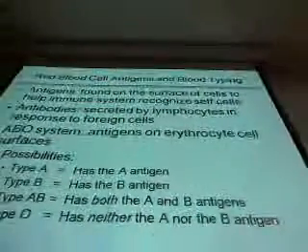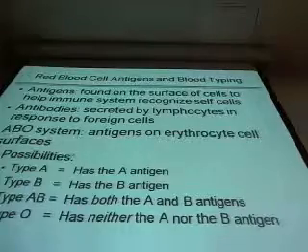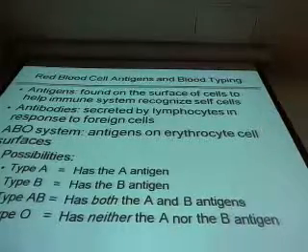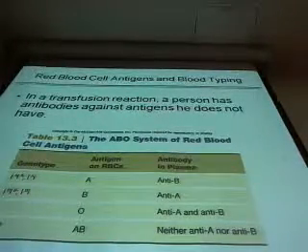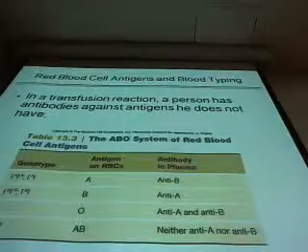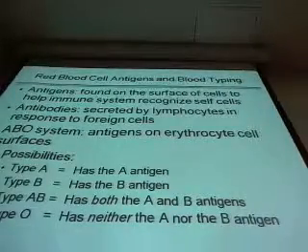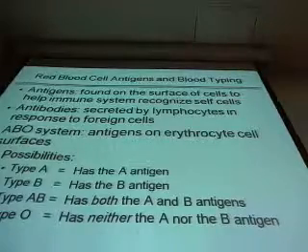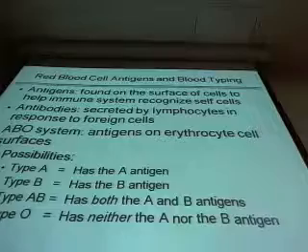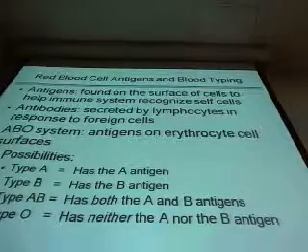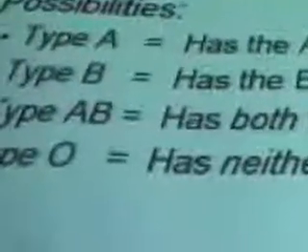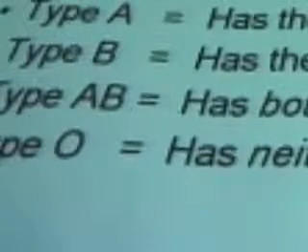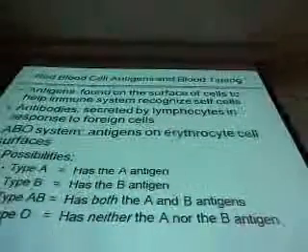So A has type A antigen on it, B has B antigen, AB has both, and O has neither. Okay, now this is going to get a little bit, this is a circular argument. So stay with me, it's not that bad. An antigen is a substance in the body. An antibody is a substance the blood makes against an antigen. Okay?